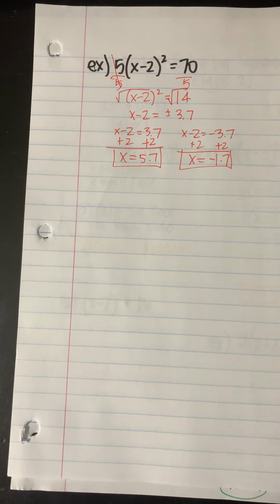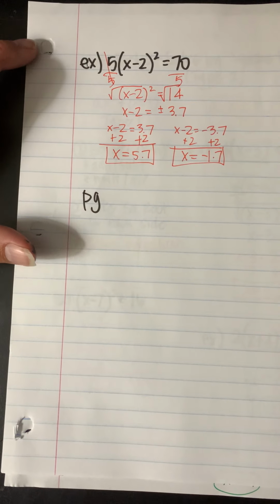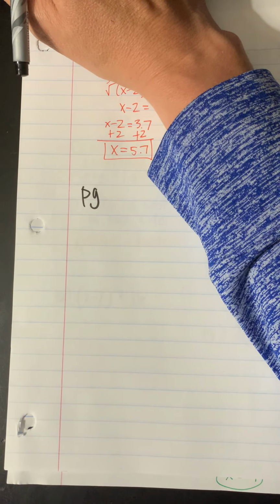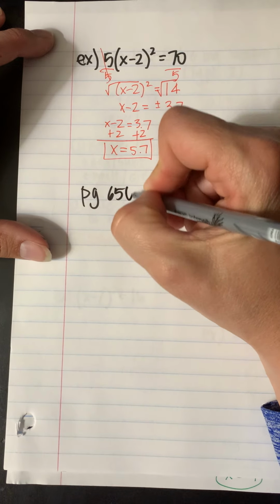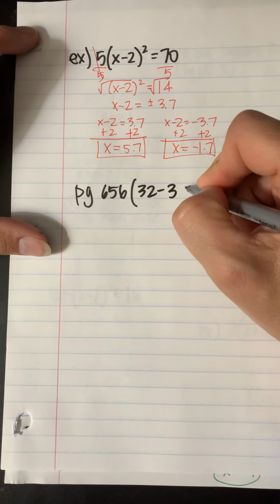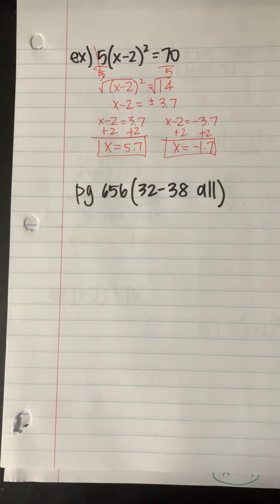All right, so our homework is basically the second part of the section that we already started on. That is going to be on page 656. But we're going to change it up a little bit. We're going to do 32 through 38, and we're going to do all of them, so you're doing odds and evens for that assignment.